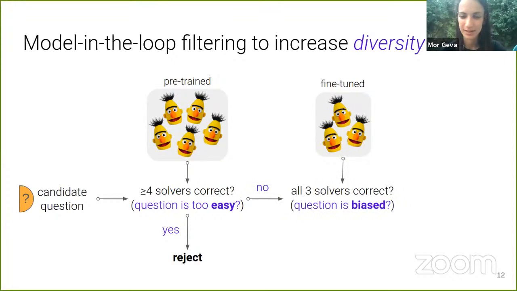We pass the question through another group of 3 different solvers. We are fine-tuning these solvers during the data collection. They're fine-tuned on questions written previously to this candidate question. So if there were repeating patterns or the same strategies were used again and again, we expect these models to capture them and be able to answer a new question that is very similar to a previously written question. If all 3 solvers answer the question correctly, then we assume it's biased or very similar to previous questions and we reject it. Otherwise, we accept this question. So this mechanism is to increase diversity and avoid patterns used by workers again and again.